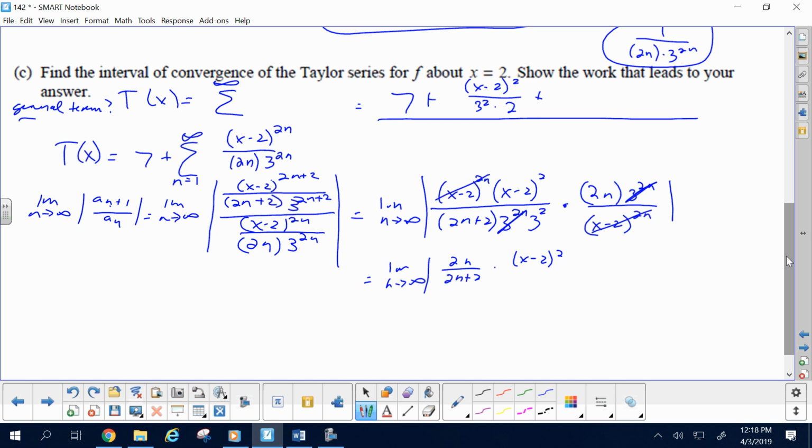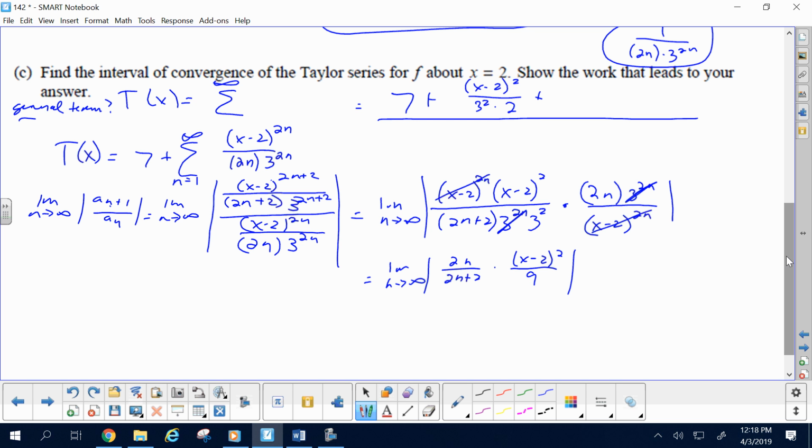I can't help but wonder if I should have just made this x minus 2 to the... No, that's fine. Okay, never mind. And then over 9. Are we cool? Okie dokie, artichoke. So now, what's the absolute value?